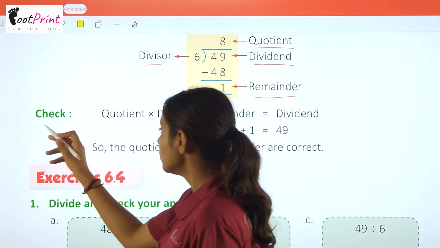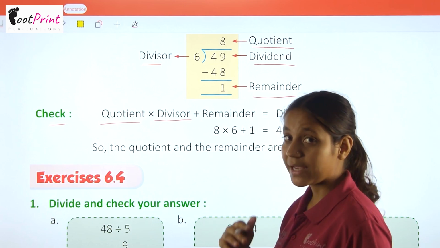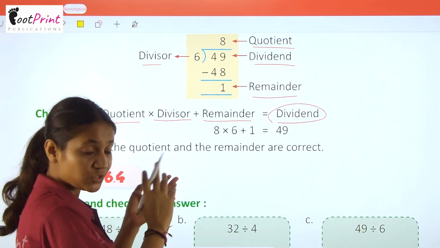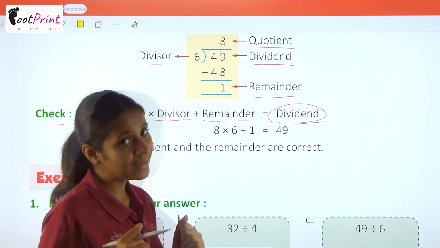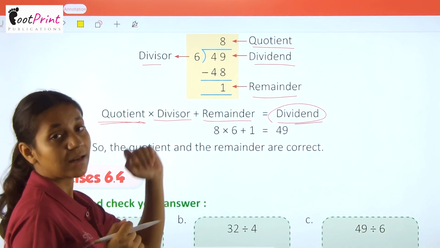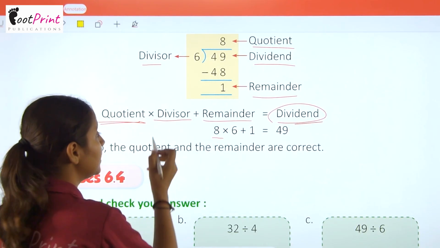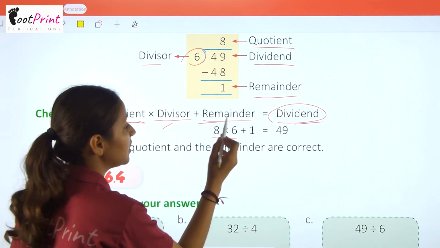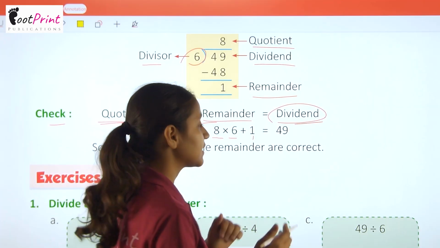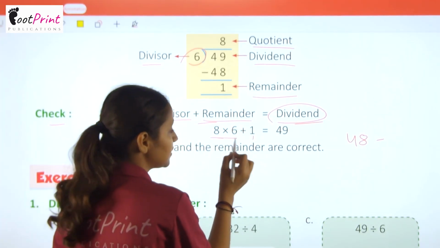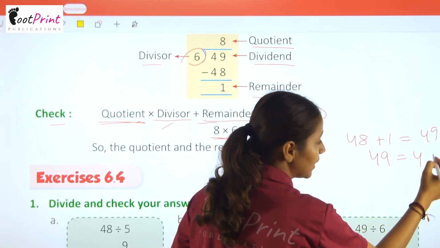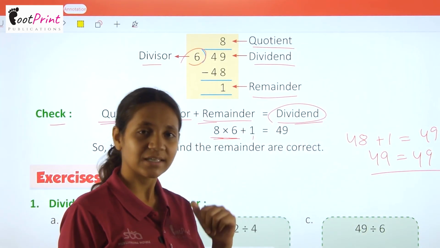Checking: quotient multiplied by divisor plus remainder is our dividend. After doing all the calculation, we check whether it equals the dividend. Now we put in values according to this formula. In this calculation the quotient is 8, the divisor is 6 and the remainder is 1. Now 8 multiplied by 6: 6 sixes are 36, 6 sevens are 42 and 6 eights are 48. Now plus 1 to it equals 49. And this 49 equals 49. They are equal. That means our calculation is totally correct.